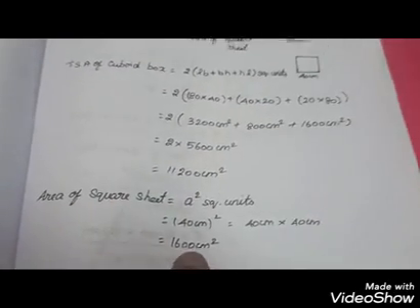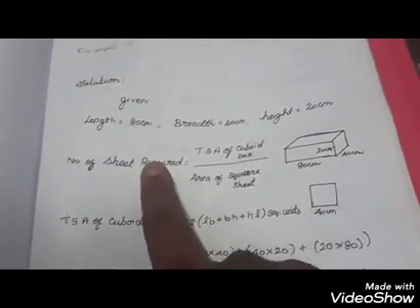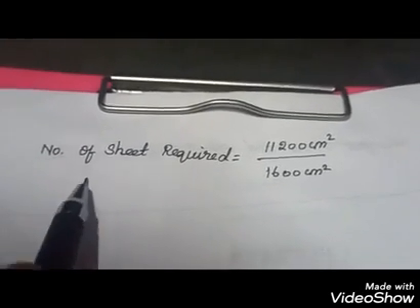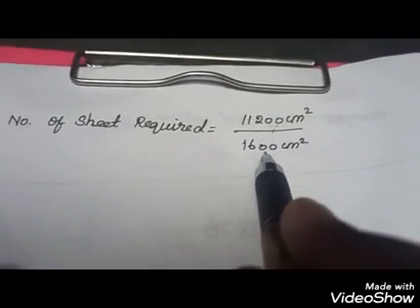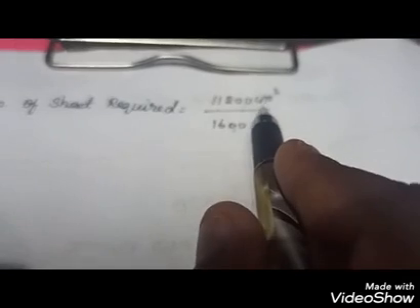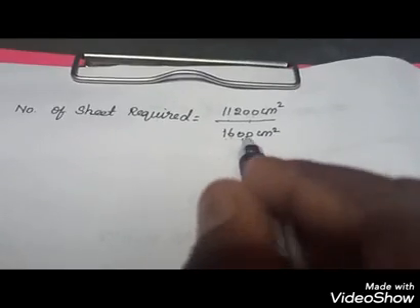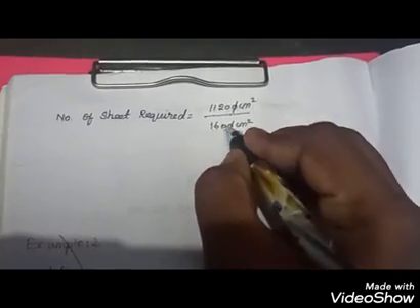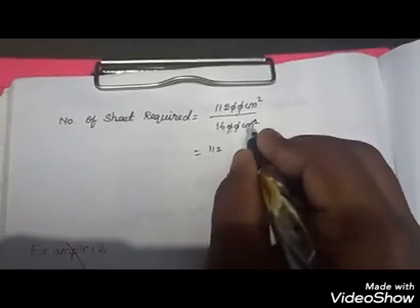So now we have the total area of the cuboidal box and the area of a square sheet, 1600. We have to divide these two values and we get the number of sheets required. So number of sheets required is equal to the total surface area of the cuboidal box divided by the area of a square sheet. So 11,200 centimeter square divided by 1600 centimeter square. Now we simplify it. We cancel the zeros, 0 0 cancel and 0 0 cancel, and we get 112, and the centimeter square also cancels.